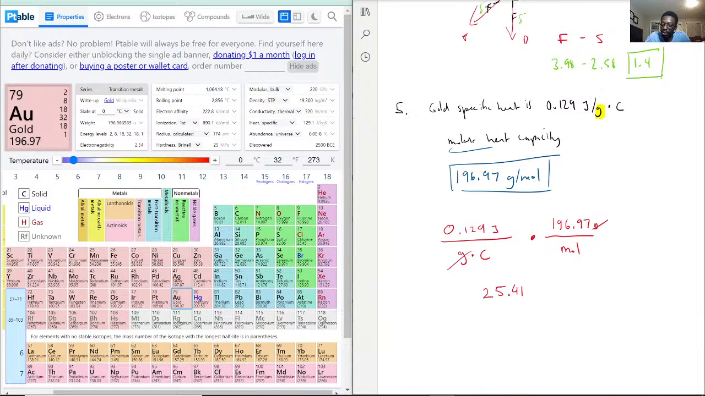But now you notice, what would the units be? It still has the joules, it's still over Celsius, but now it's over moles as well. So it looks quite similar actually. It will be joules per mole times degrees Celsius. This actually would be our new molar heat capacity, because now it's saying for every mole and increase of 1 degree Celsius, the amount of joules it will take to increase that gold will be 25.41 joules.